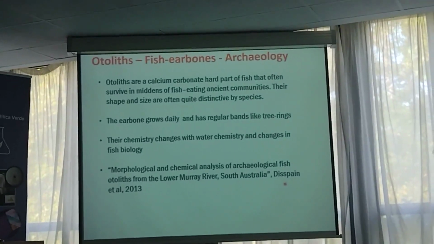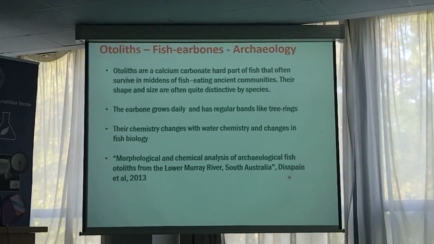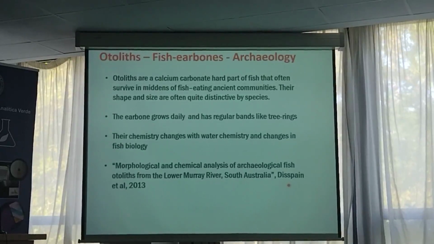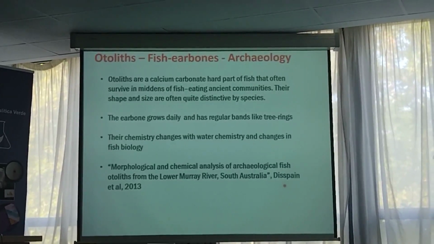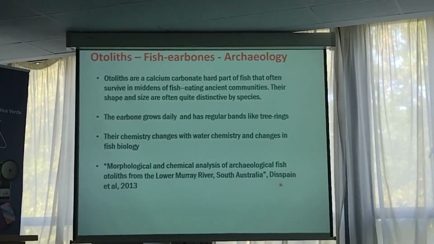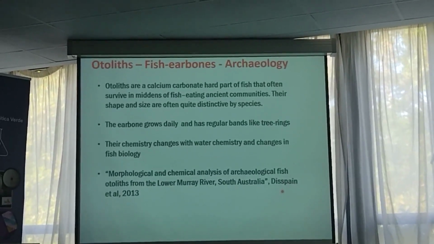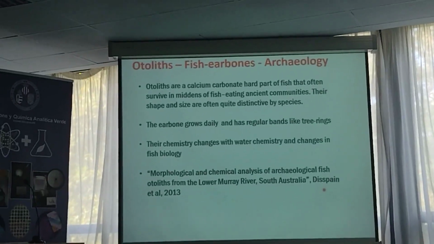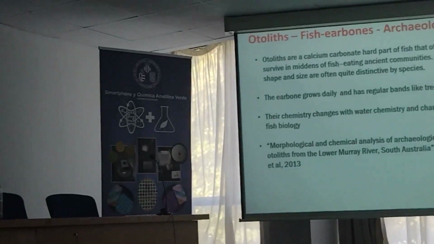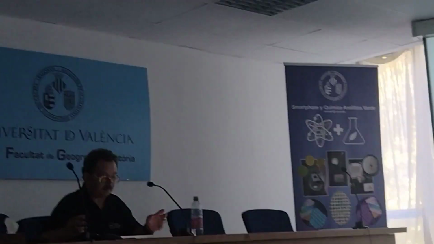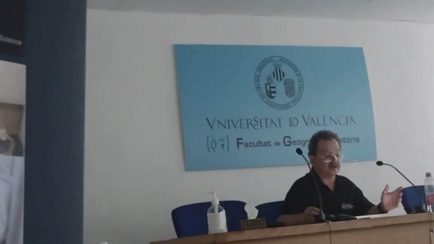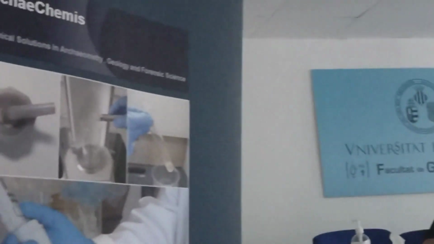But also, the different parts of the fish's life cycle change things. When it becomes mature and starts to breed, some things change in its body chemistry, and that is reflected in the ear bone as well. There was a very nice paper by Dispain in 2013 coupling the morphology, the size and shape of the ear bones, with the chemistry for otoliths in midden material in Australia.